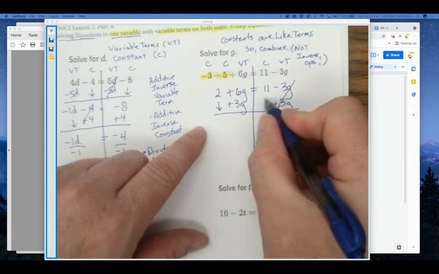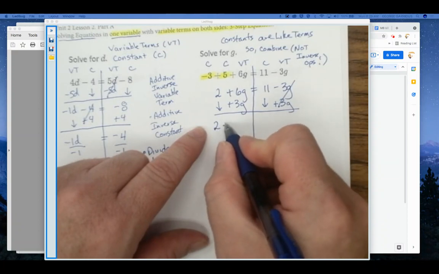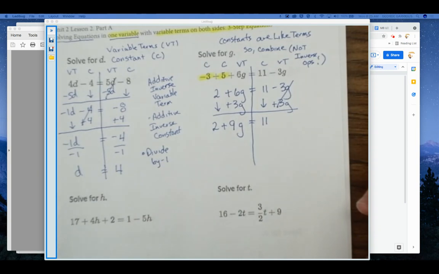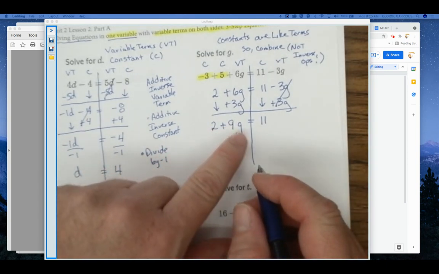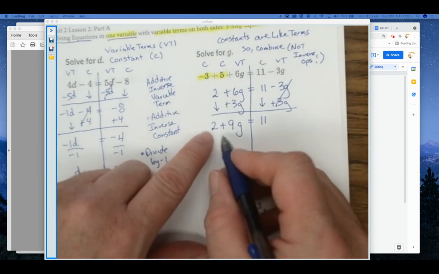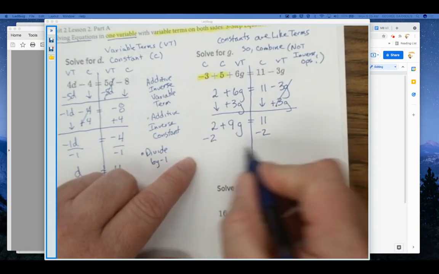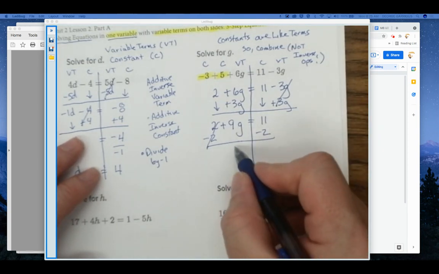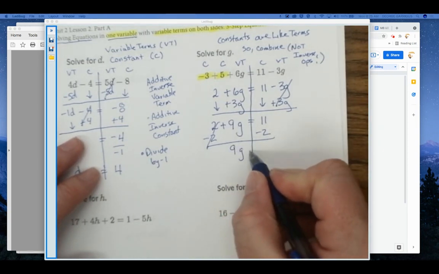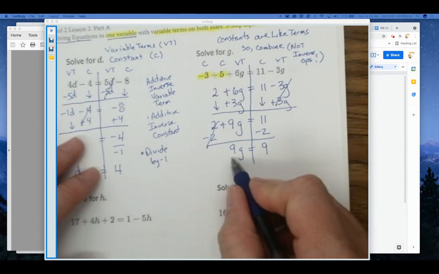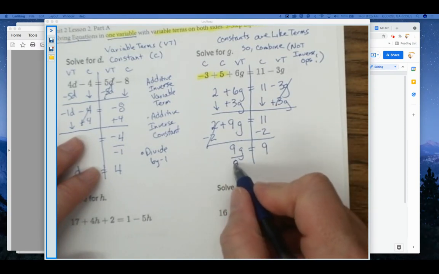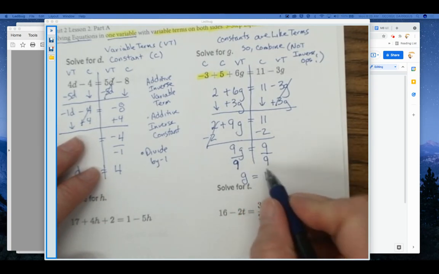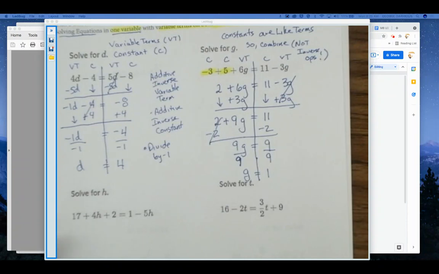I bring down things I don't touch. 2 plus 9g equals 11. Now I'm at my 2-step. I'm trying to get g alone, right? So I'm going to subtract 2. There we go. We're getting closer. Bringing down the 9g. 11 minus 2 is 9. Finally, it's an integer. I can just divide by 9, and I get my 1g equals 1. Okay.